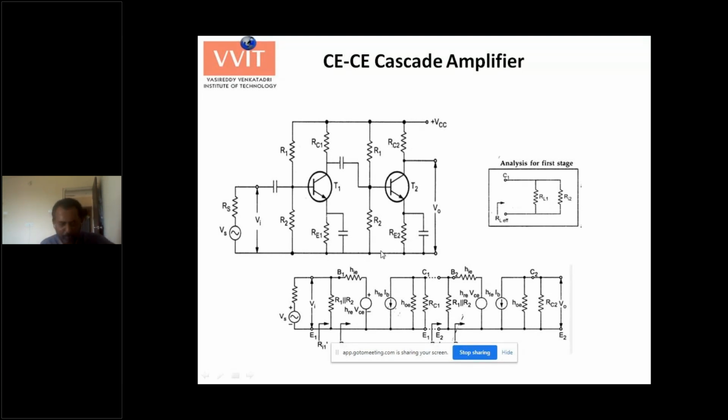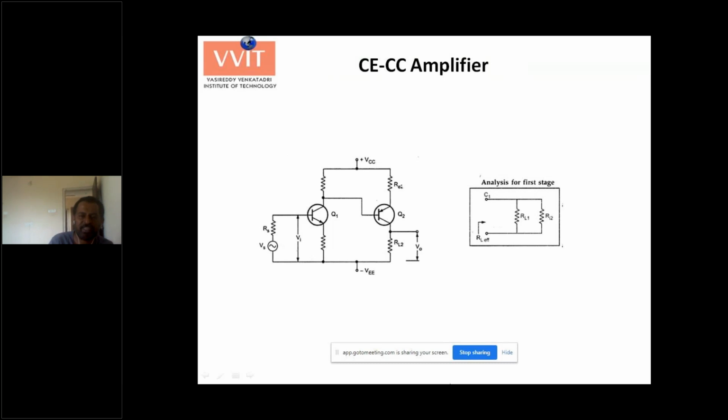Approximate analysis simplifies everything, the analysis becomes simple, but you must always check these conditions. Straight away you cannot go for approximate analysis. Yes, for a CC amplifier also you can do approximate analysis by looking at this load RE. If it is less than 4 kilo ohm, go for approximate analysis. This is the CE-CC combination, and you must know how to perform analysis for the CE-CC combination.